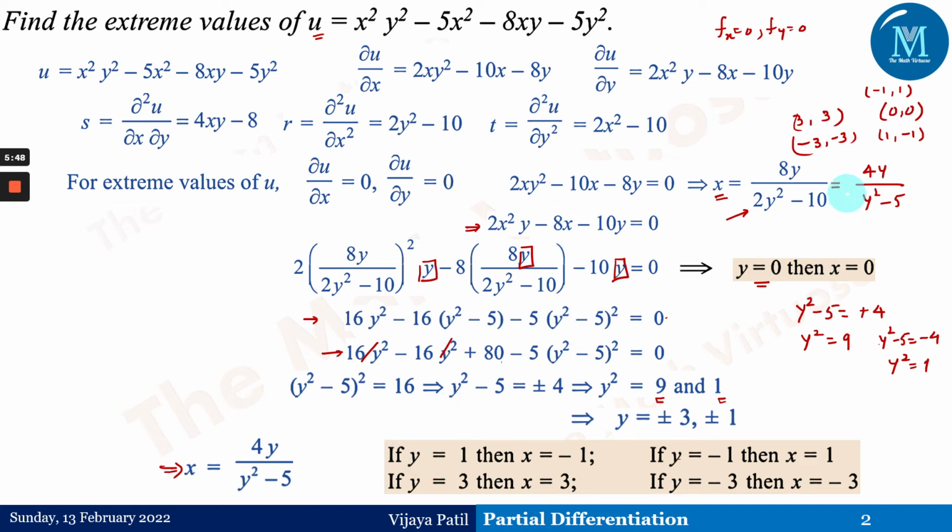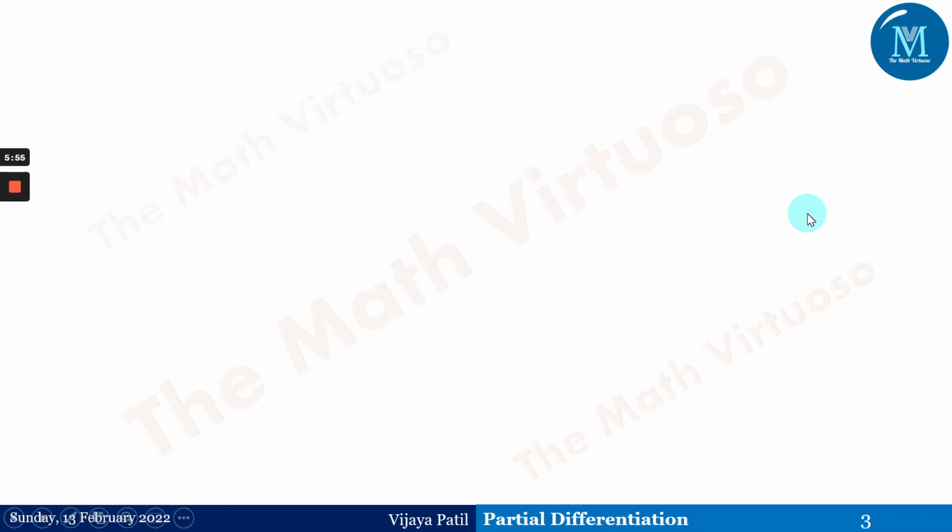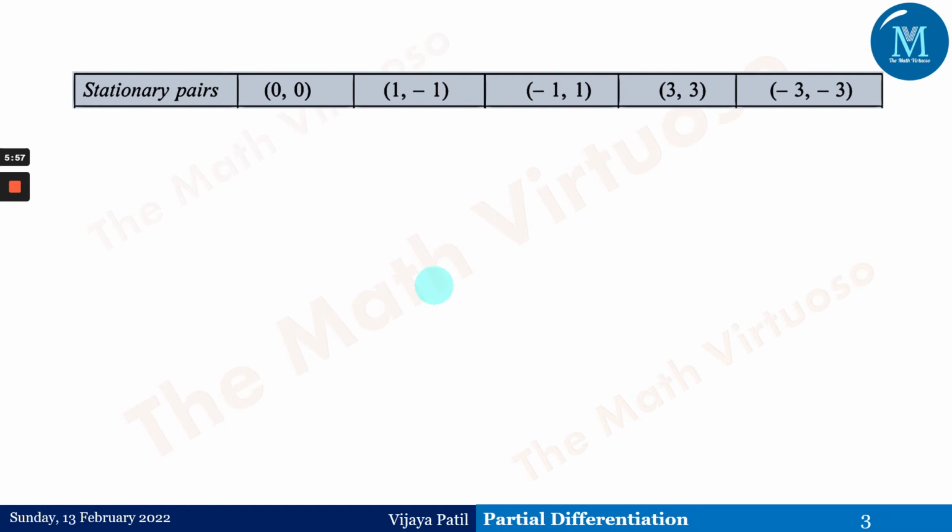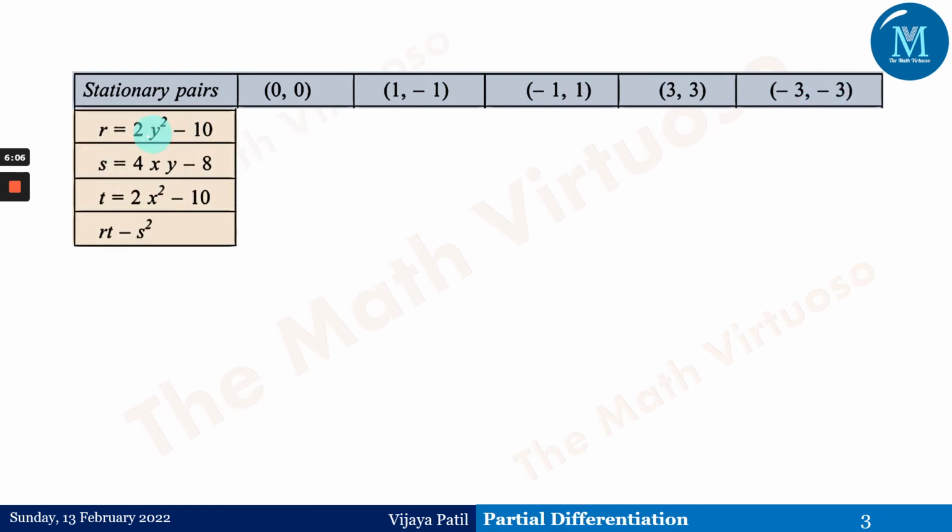Now for all these pairs we have to understand whether RT minus S square is going to be positive or negative. How can we do that? We try to get it in a table: the stationary points 0, 0, 1, minus 1, minus 1, 1, 3, 3 and minus 3, minus 3. And we compare with R, which we know is 2y square minus 10, S is 4xy minus 8, T is 2x square minus 10, and RT minus S square. So what is the value of RT minus S square after calculating R, S, T for these points?